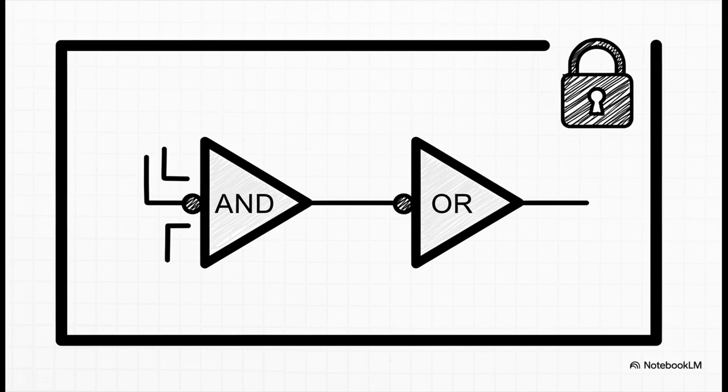And to finish it all off, we just type end module. And that's it. We've done it. We've fully described a physical hardware circuit. It's kind of wild to think that from this simple text, a machine can actually figure out how to lay out real transistors on a piece of silicon.